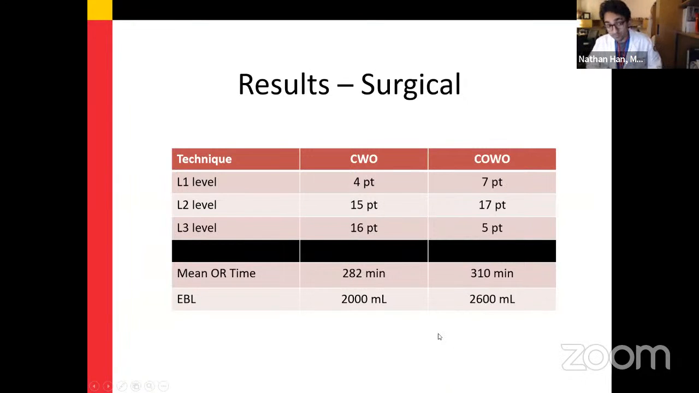Some of the results from the surgical perspective, at least, again, L1, L2, and L3 levels only. You can see the number of patients that underwent either of the techniques at each of these levels. There was also some data regarding the mean OR time and the estimated blood loss as well. Again, the closing opening wedge osteotomy took on average a little bit longer than just the closing wedge osteotomy did, as there was more bony work to be performed. And as a consequence of that, also a higher EBL.